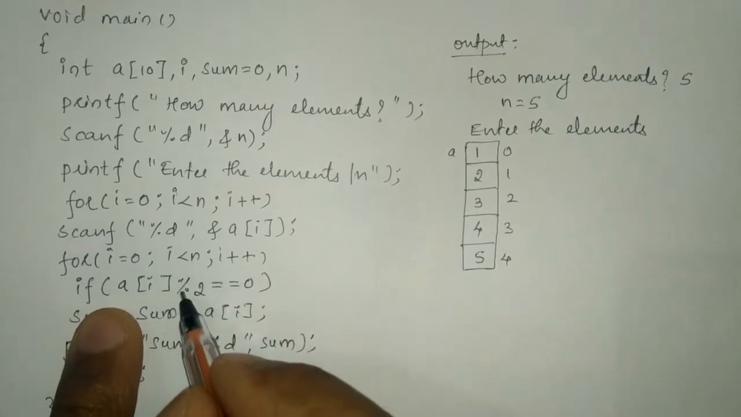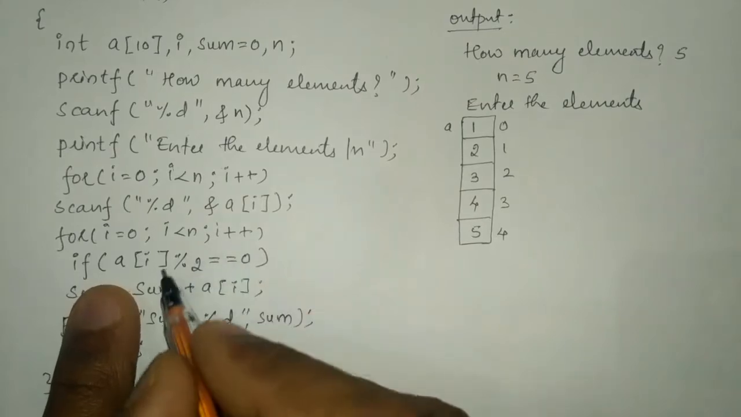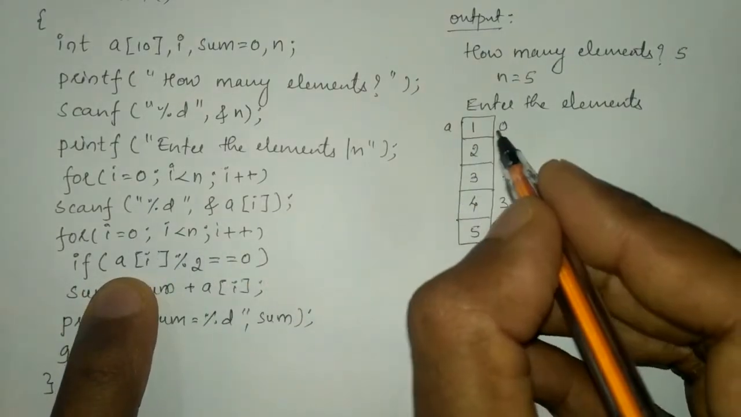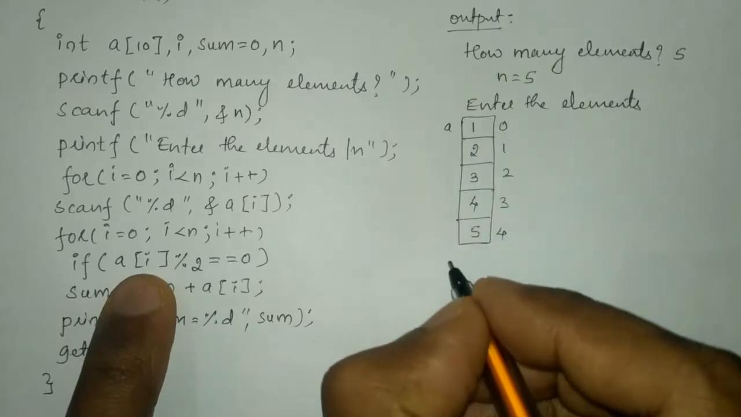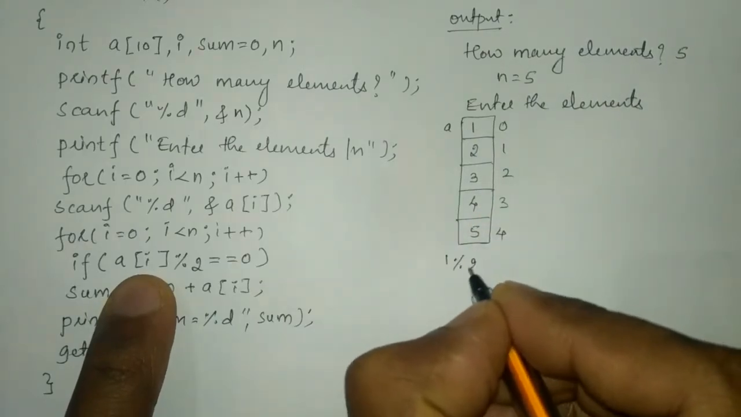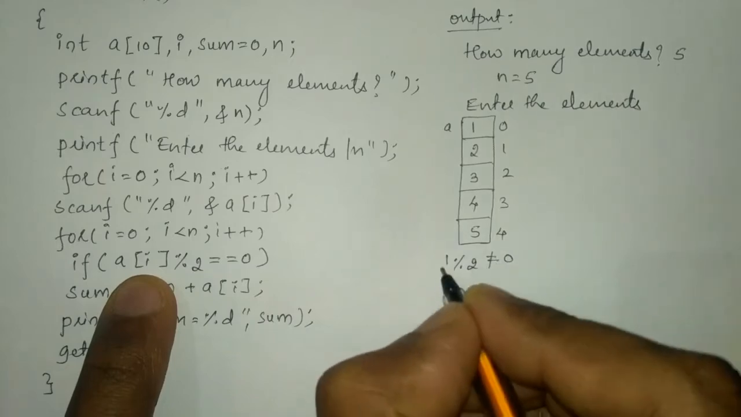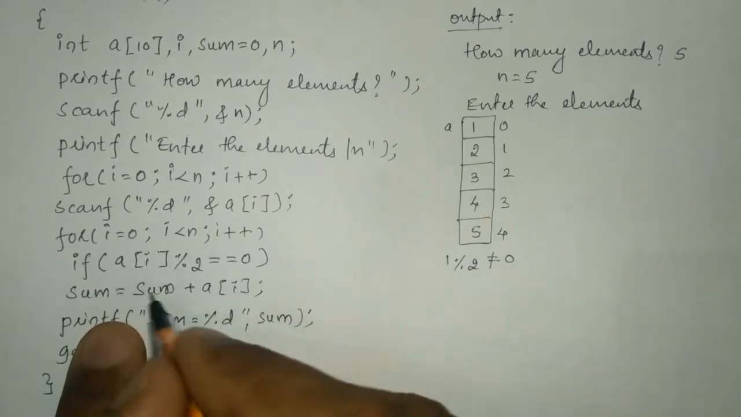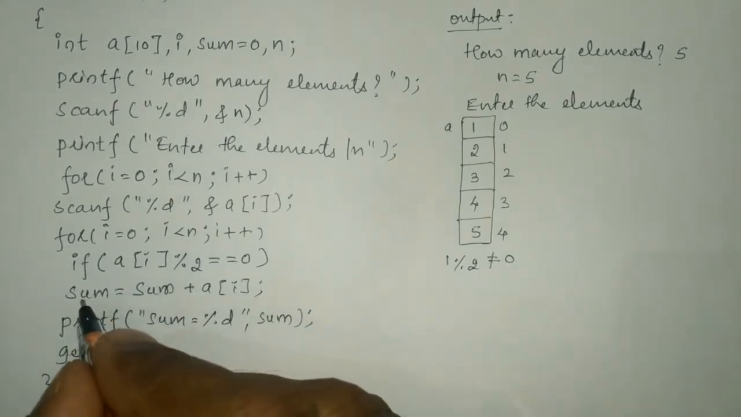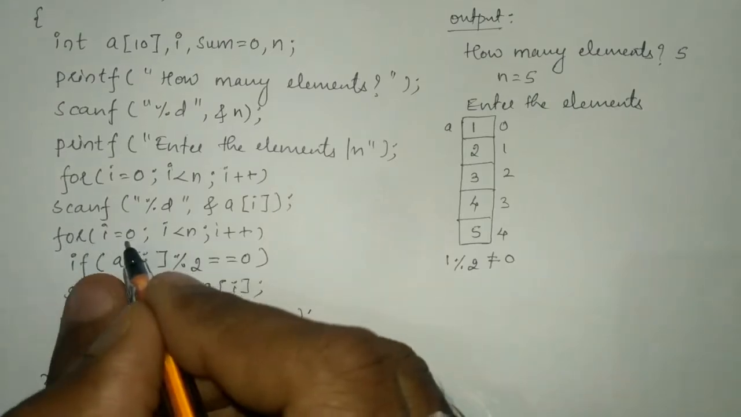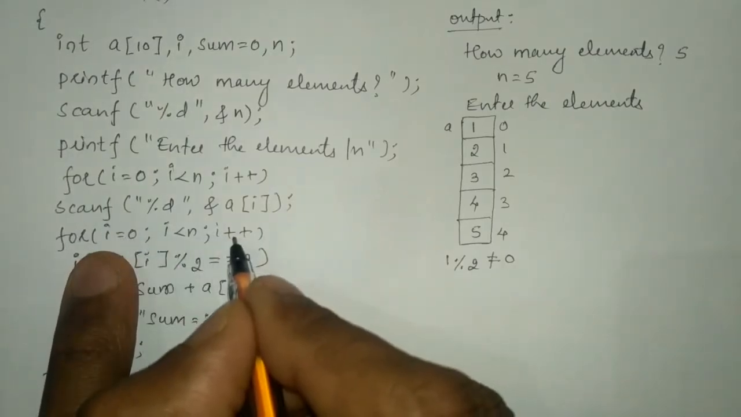Here we need to check the condition. So a of I, for the first time, a of 0. A of 0 consisting of what? 1. Is 1 modular division by 2 gives me 0? No, because 1 is odd number. Again, if this is false, then this particular statement will not get executed. Again, control transfers to the for loop by incrementing the value of I by 1.